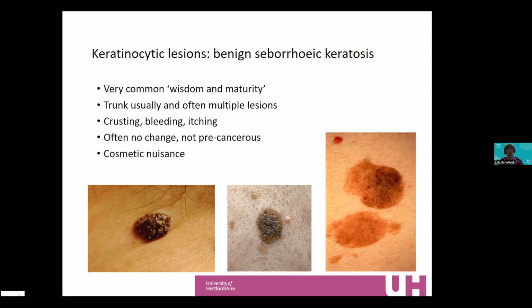Now, these are often multiple. Patients bother that because they're changing and they're dark, that they are cancerous, but these are benign and they're a serious cosmetic nuisance for a lot of people. And unfortunately, if a patient comes in to me on an urgent skin cancer referral and it's one of these, I have to say to them, I'm sorry, this is not a skin cancer and therefore I can't offer any treatment. But they can be quite troublesome for patients.